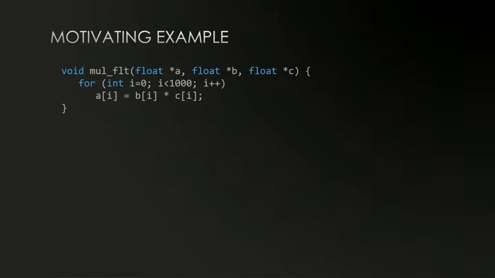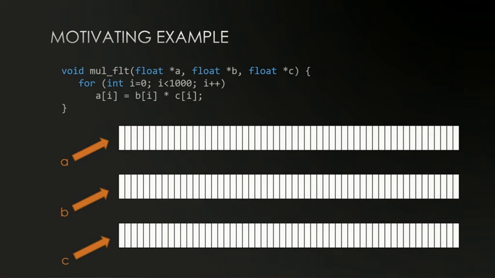Something to keep in mind is I am using C-style arrays here: float star A, float star B, float star C. Everything I'm saying applies directly. If you replaced float star with std::vector ref or std::vector star, it's exactly the same. That doesn't change. Don't be afraid. Oh my God, I'm a C programmer. It's okay. It still totally applies to modern C++ code, except if you're not using raw loops.